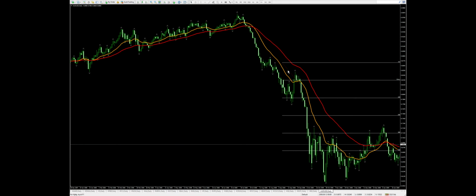Oh wait, there's one thing missing. We have to add this cutoff. Let's see if that's the correct number. No, let's add another 100 to that. Right, now it's correct. So we also have to have the cutoff level for the Fibonacci tool.